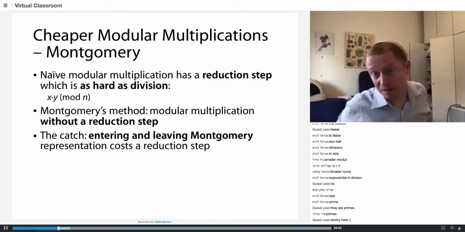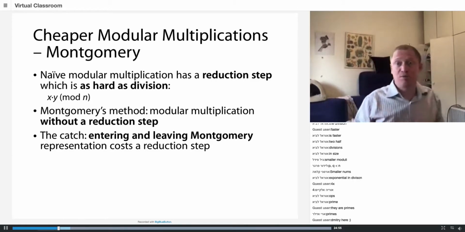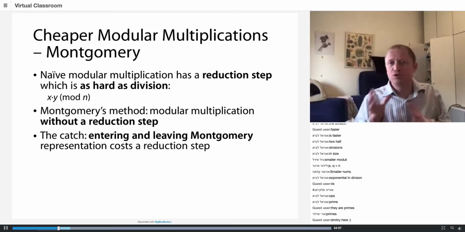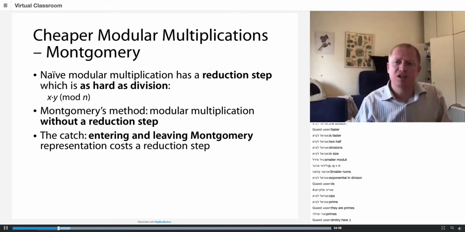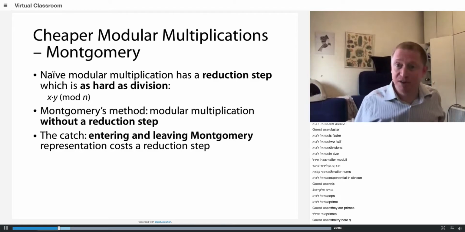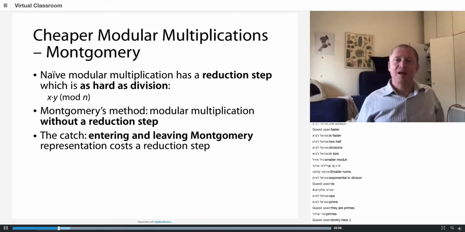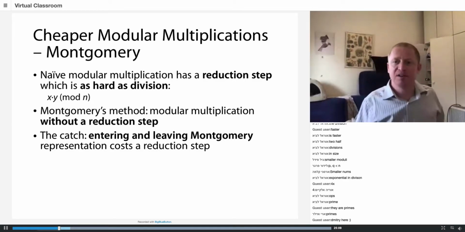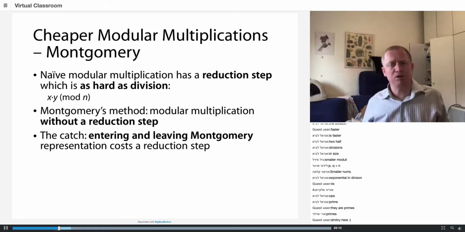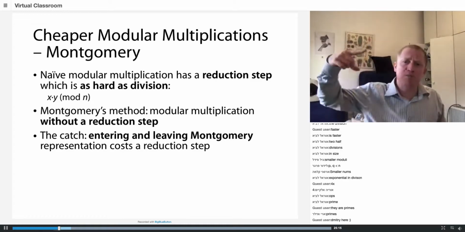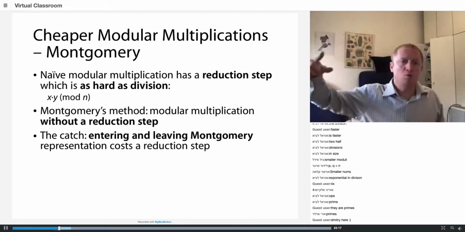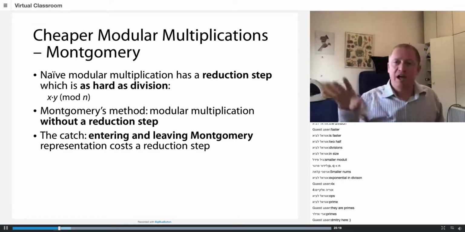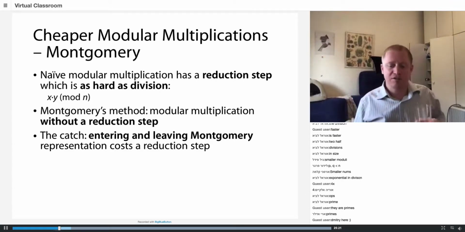And this is a costly operation. And then you do math in the Montgomery representation. In the Montgomery representation, multiplication is very easy. And then you have to leave Montgomery representation. That is, again, a little expensive. So this costs a step. But if you're doing thousands of multiplications, you pay one reduction in the beginning to enter, one reduction in the end to leave, and in the middle, it's a regular cost of multiplication.